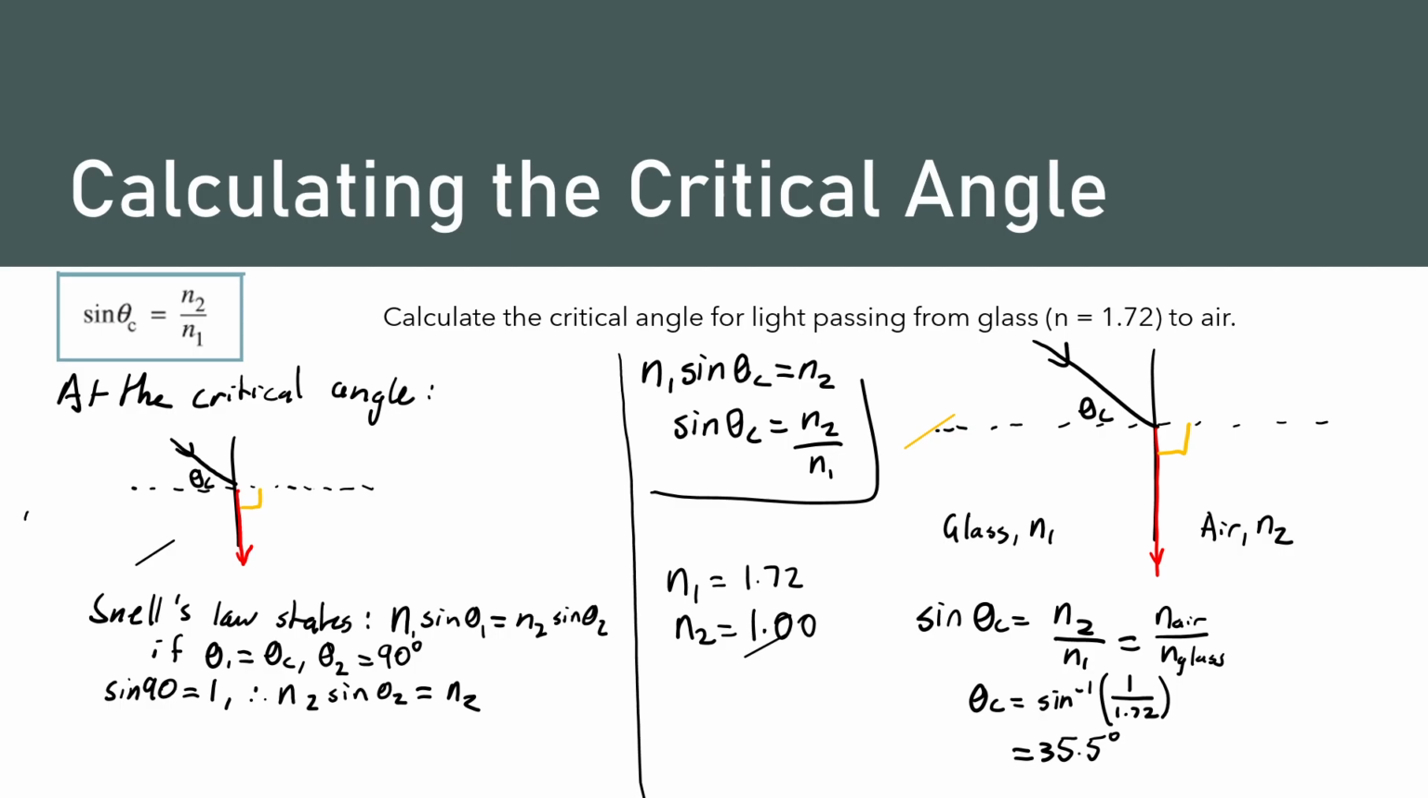Now, final answer here, the critical angle will be 35.5 degrees, meaning that if we were to increase the incident angle beyond this number, we would start to observe total internal reflection.